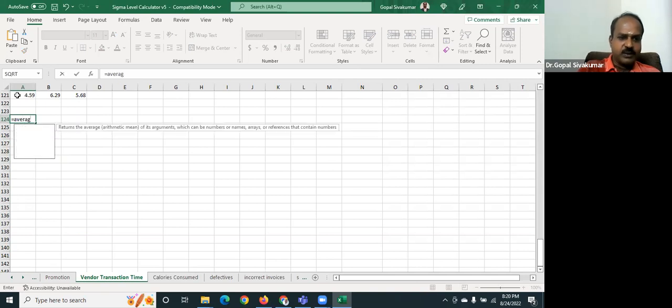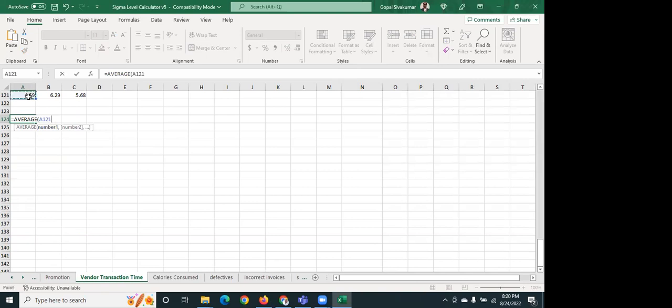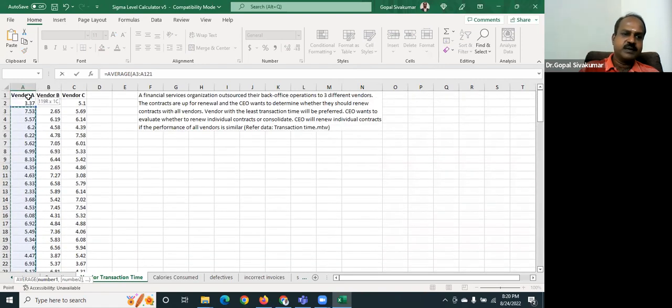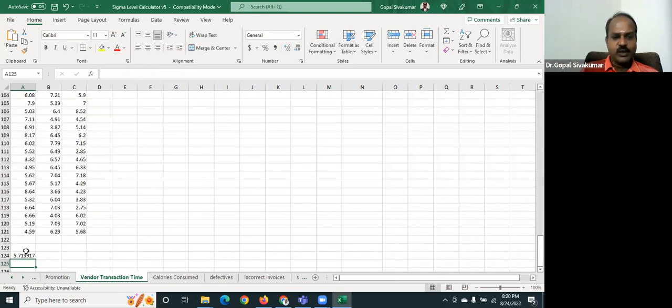Can I go for this formula, average? Yes, sir. Average from start to end. Now I have taken the data, and now I close the bracket and press enter. Can you all see the mean value getting populated here? What is the formula used?